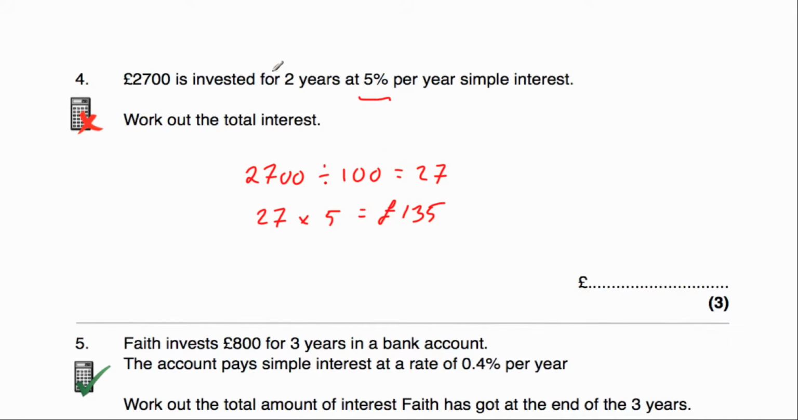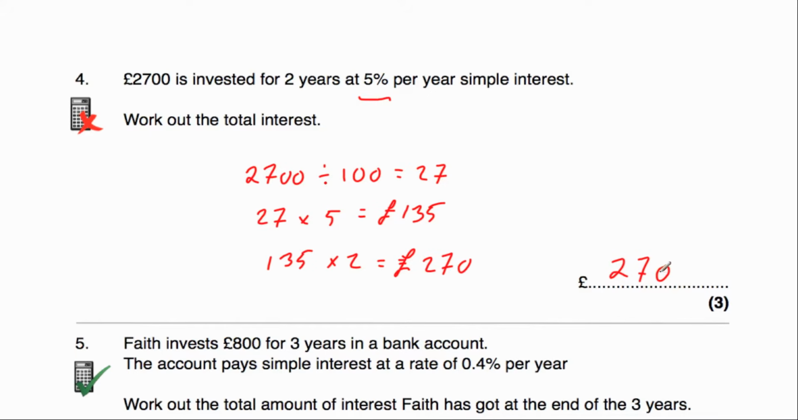Now, the money's been invested for 2 years, so if we take our £135 and multiply it by 2, that'll tell us how much interest is earned in total. £135 multiplied by 2 would be 270. So that means that £270 is earned in interest. So the question says, work out the total interest. That would be £270.